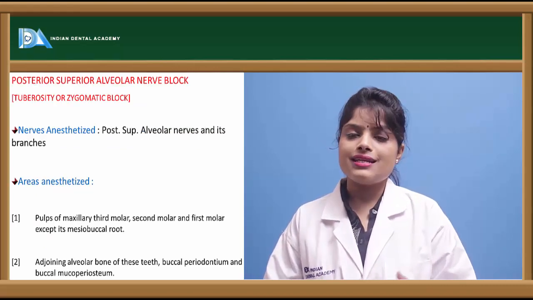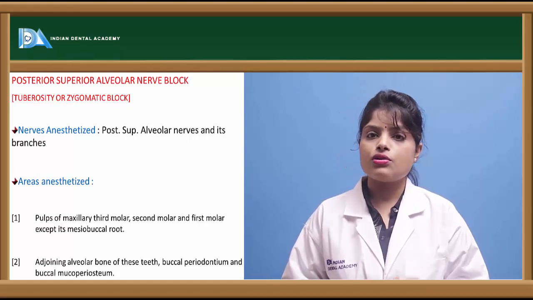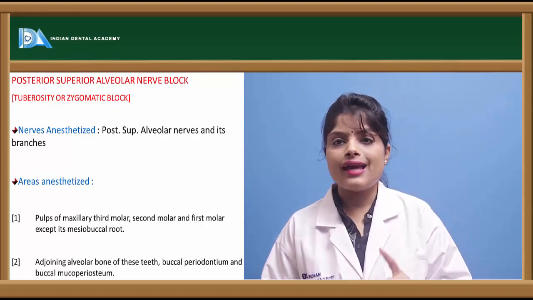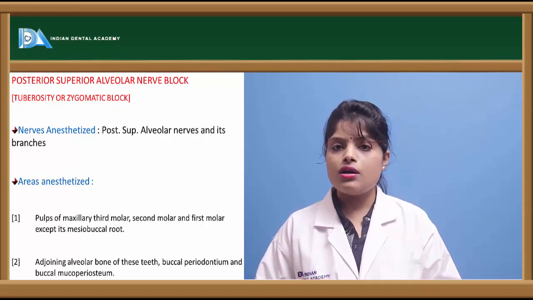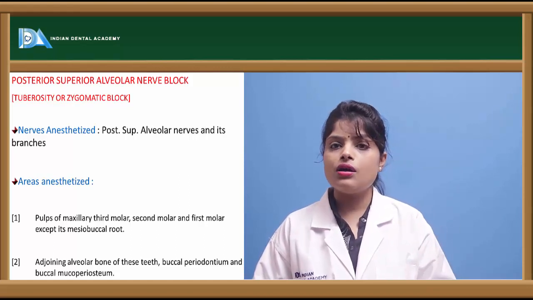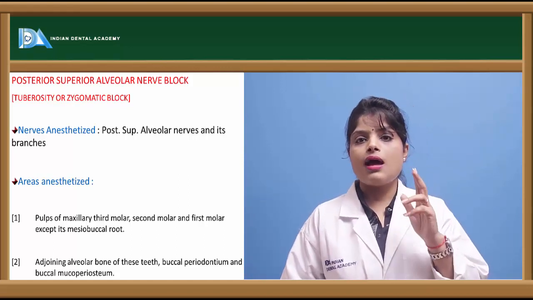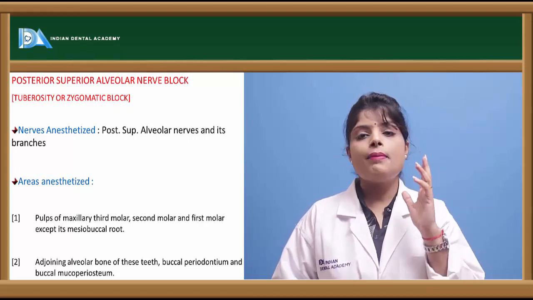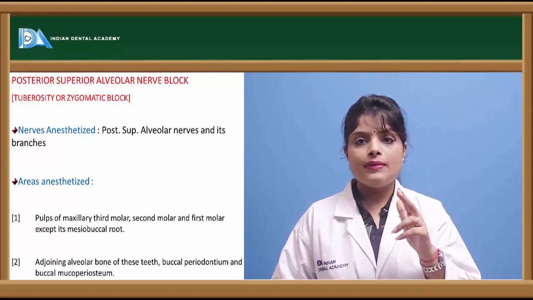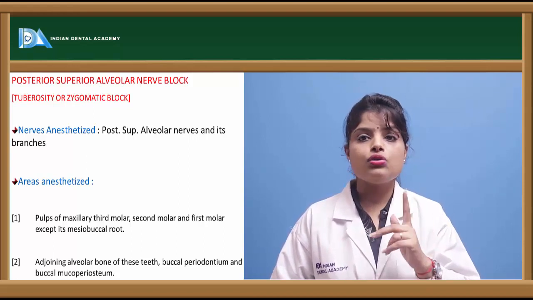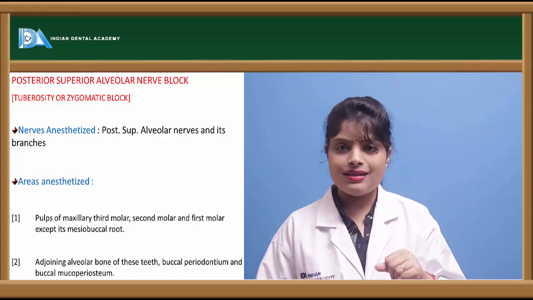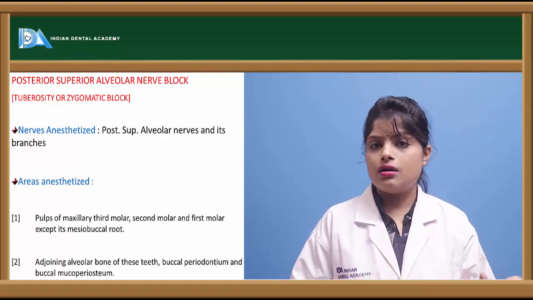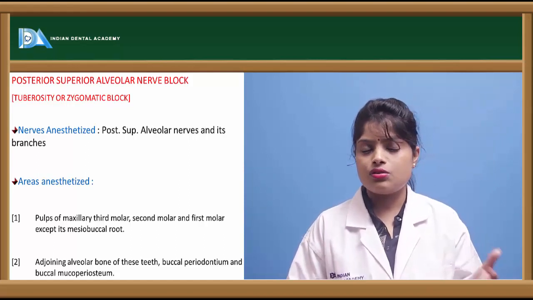The nerve anesthetized by this particular nerve block is the posterior superior alveolar nerve, which supplies the posterior part of the oral cavity, the posterior teeth, the molars, the first molar, the second molar, the third molar, then the buccal periosteum and the buccal tissues buccal to these first, second and third molars. But it does not supply the mesiobuccal root of the maxillary first molar. So to anesthetize this root, we have to give another injection or local anesthetic technique.